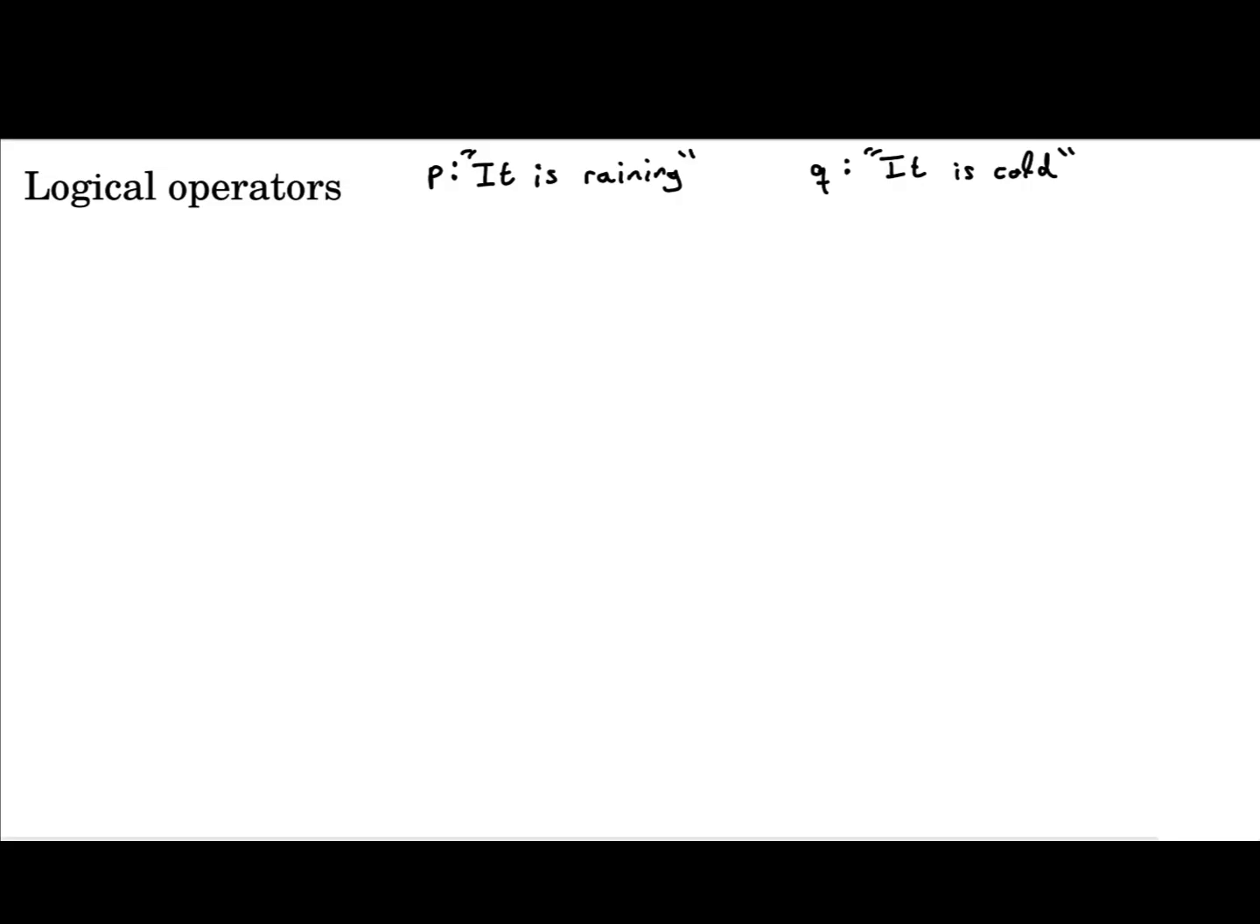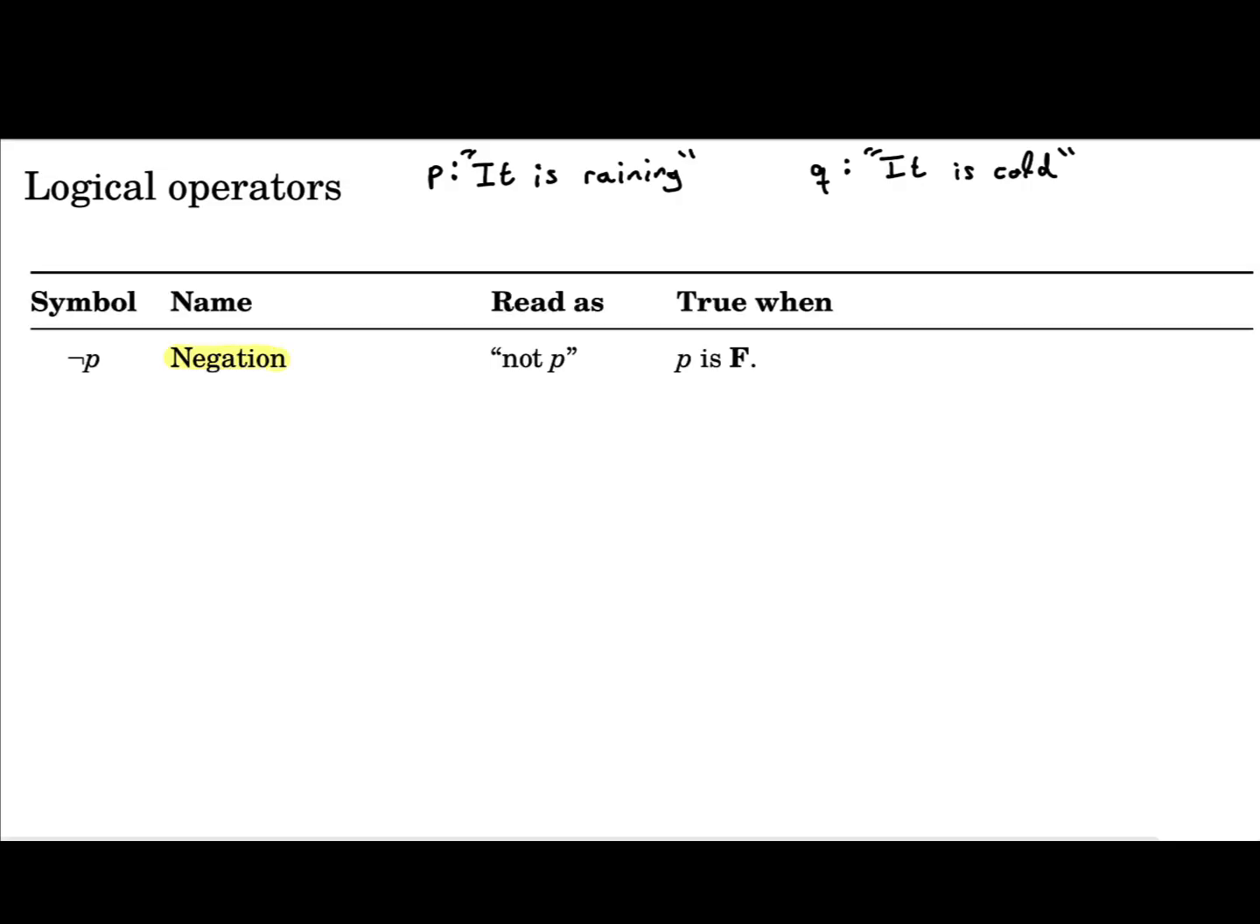Okay, so let's look at the different basic logic operators that we will be talking about. The first one we'll be talking about is negation. We denote it by this symbol here. It's sort of like a minus in front of the P. The way we read it is as not P. If we say P is it is raining, then not P would be it is not raining.